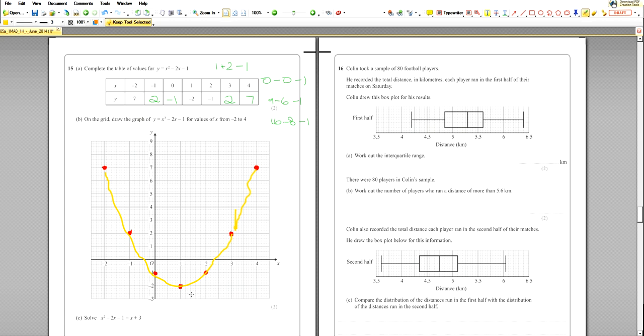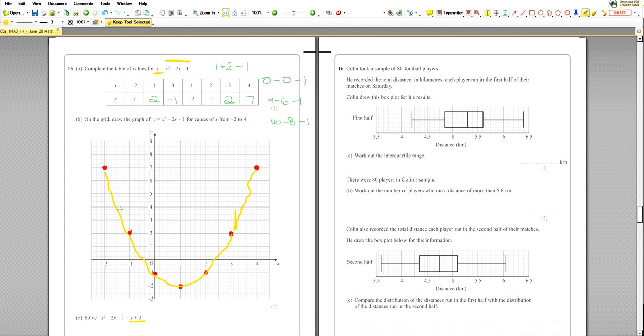It says here now solve x squared minus 2x minus 1 equals x plus 3. Now, normally x squared minus 2x minus 1 is equal to y, and so the y has now been replaced by x plus 3. What we're trying to do here is find where one graph intersects another graph. So we now need to draw x plus 3. That we should be able to do quite nicely.